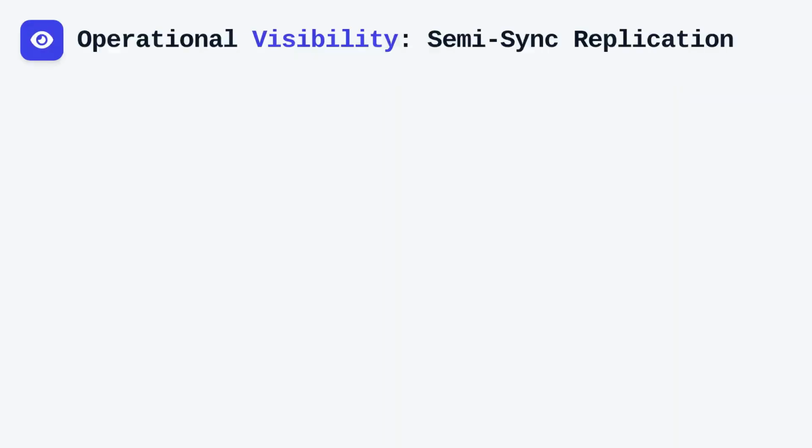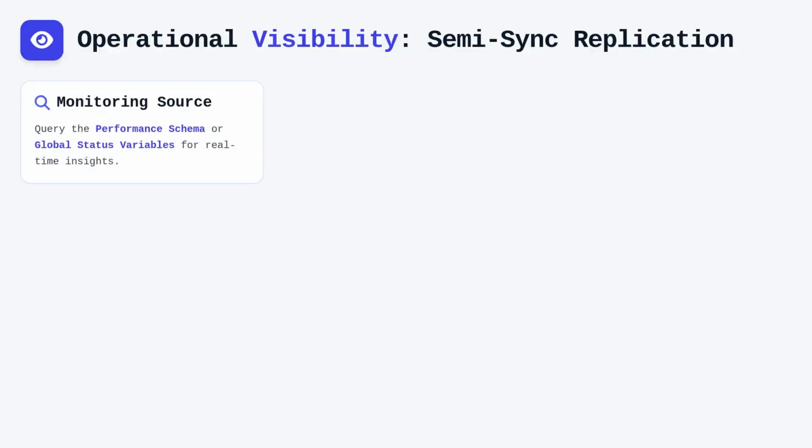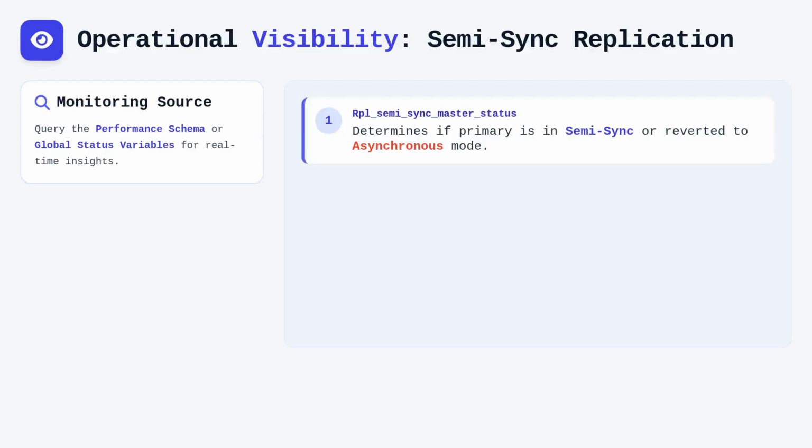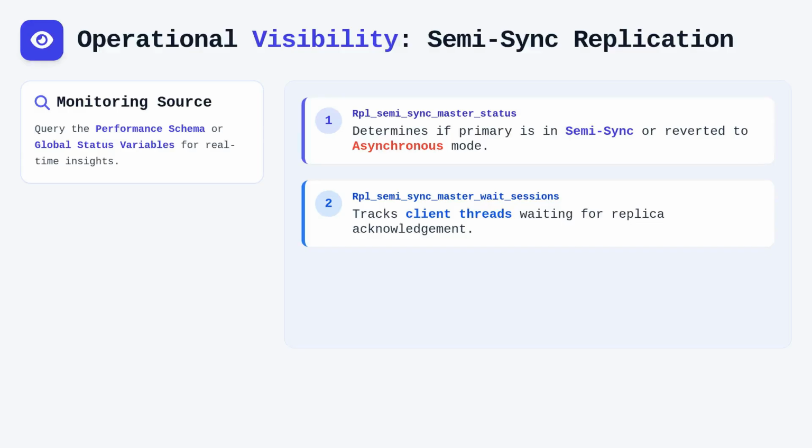To gain operational visibility into this replication topology, you should query the performance schema or the global status variables specifically designed for this purpose. The variable Rpl_semi_sync_master_status will tell you whether the primary is currently operating in semi-sync mode or has reverted to asynchronous mode due to a timeout. Furthermore, you can track the Rpl_semi_sync_master_wait_sessions variable to see how many client threads are currently waiting for a replica to acknowledge their transactions.